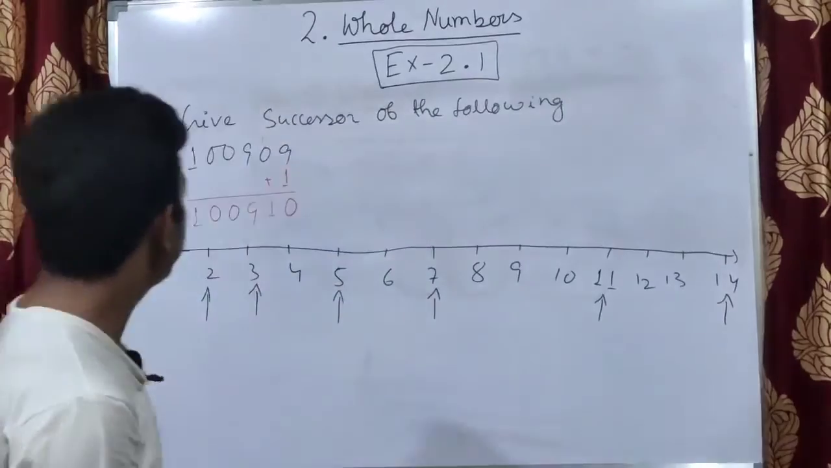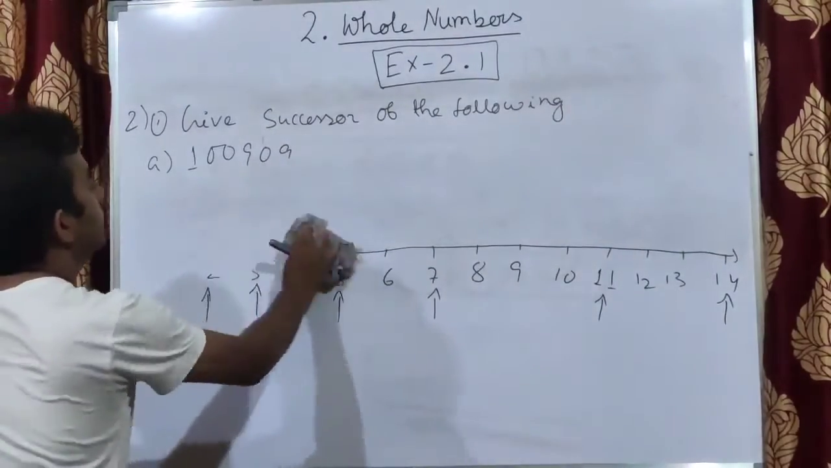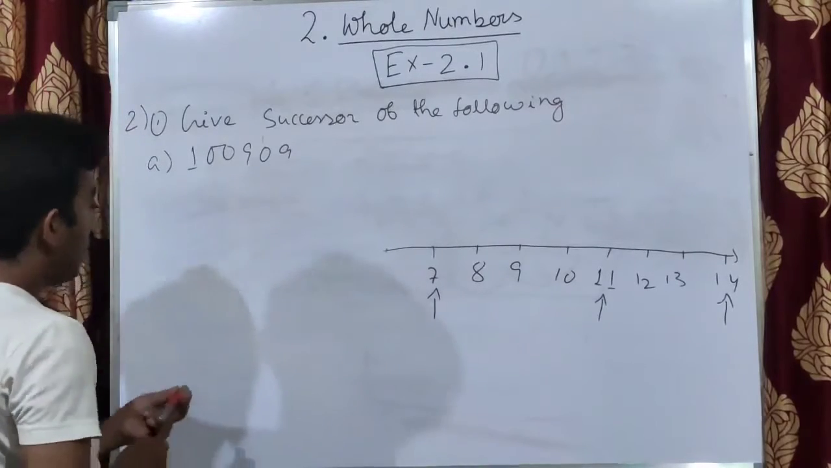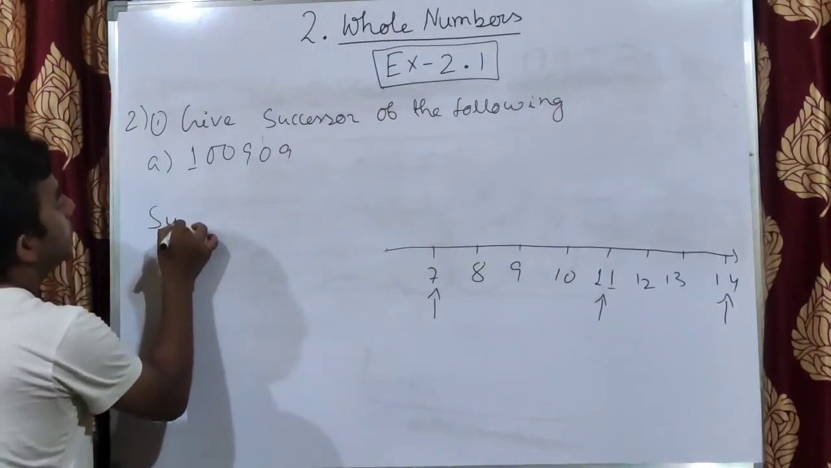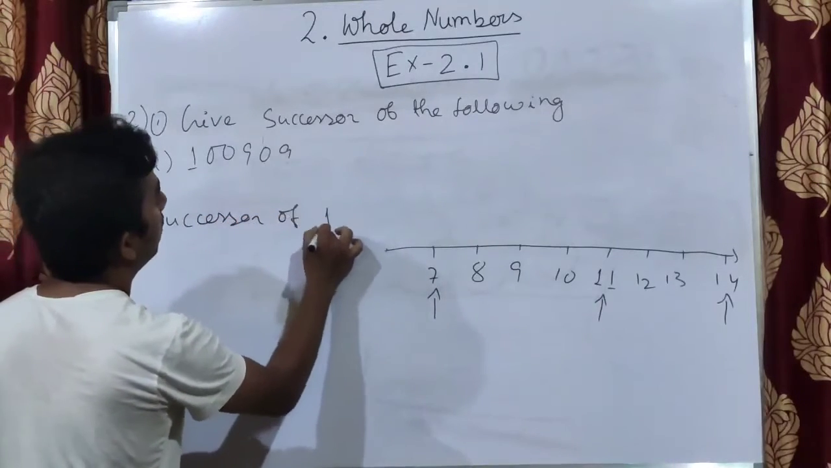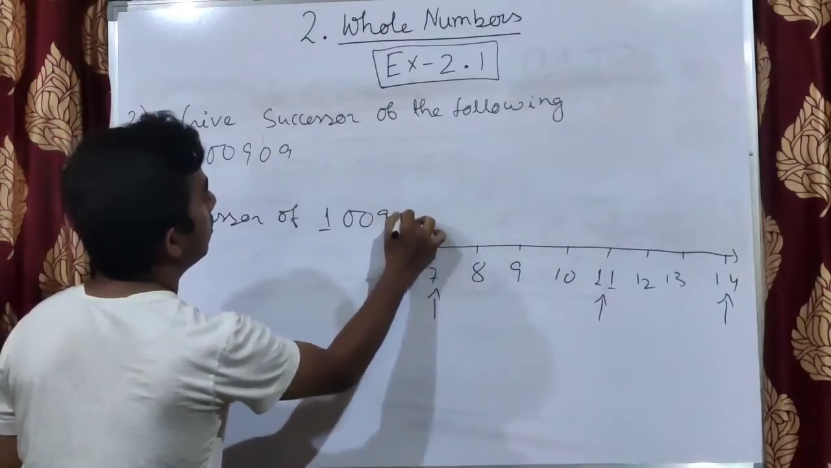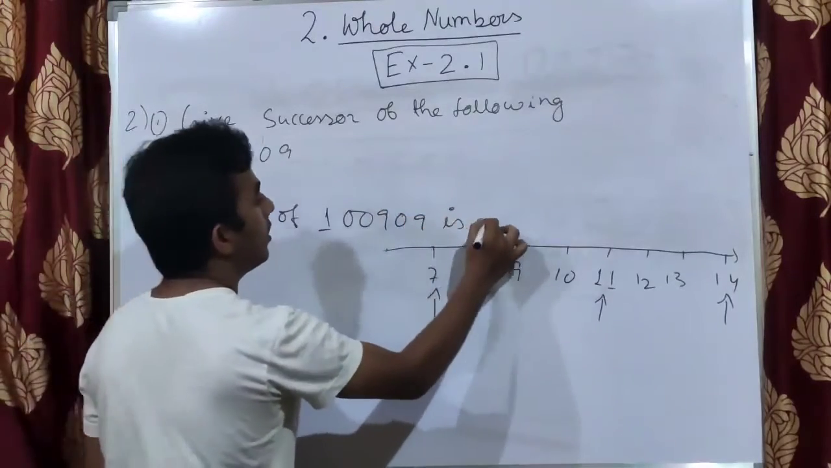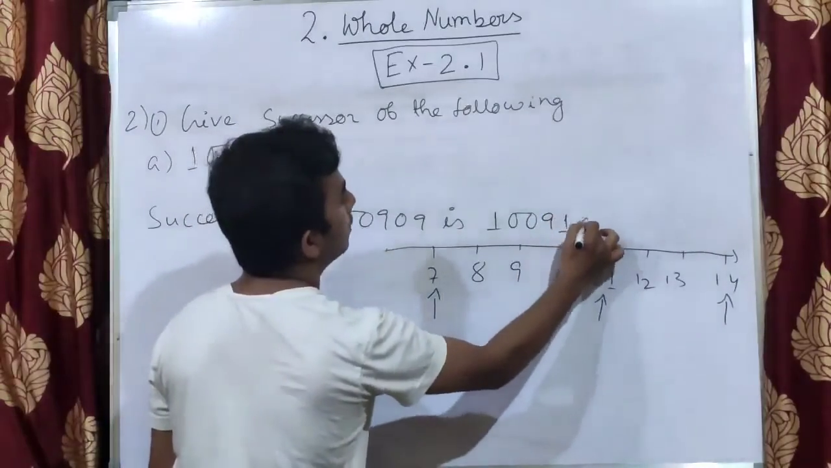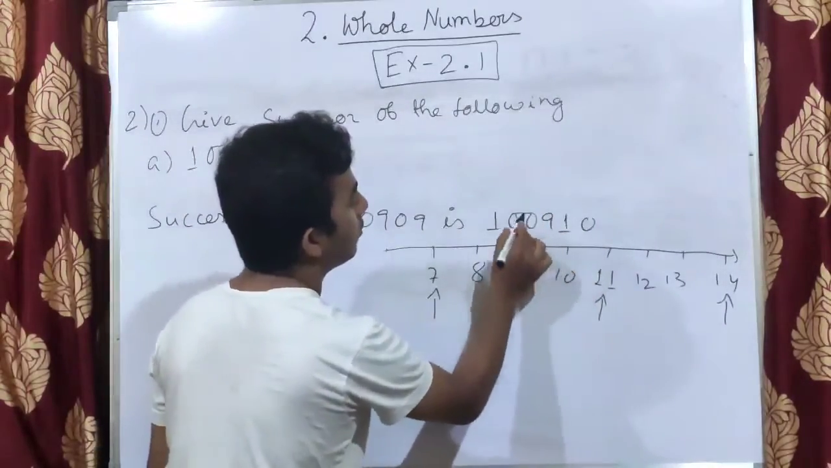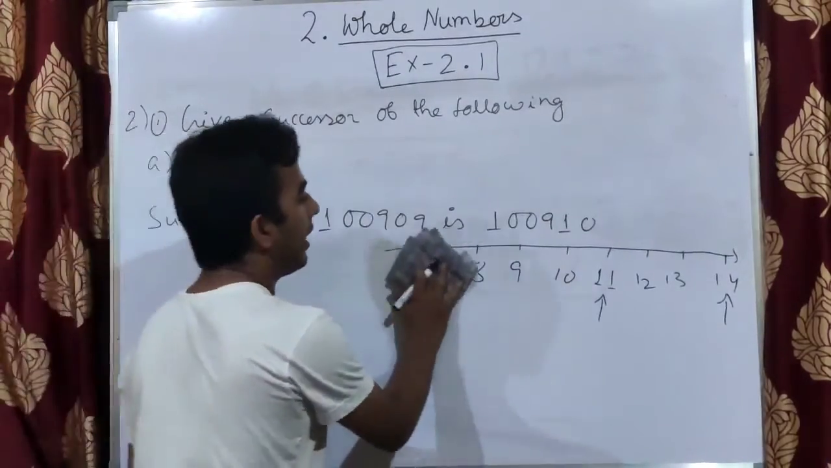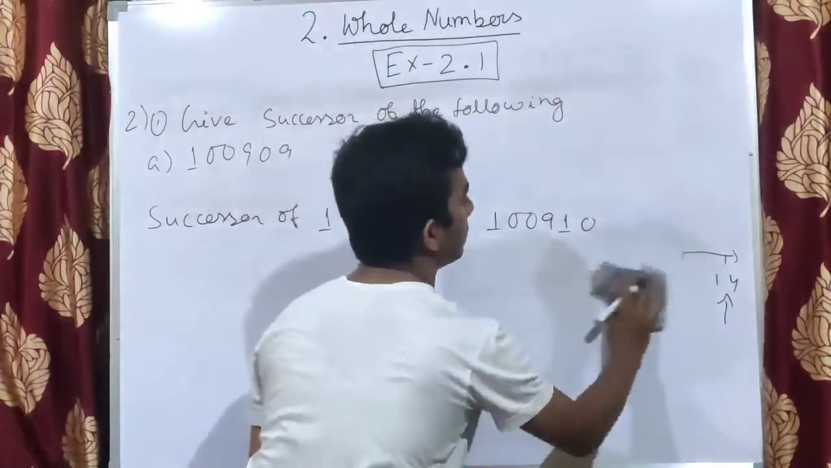So how will we write? We'll write: successor of 100909 is 100910. Oh, sorry.